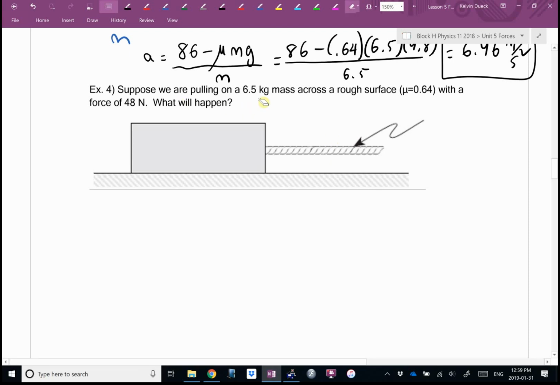Suppose we're pulling on a 6.5 kilogram mass across a rough surface with a force of 48 newtons. What will happen? This is really asking, I guess, will it accelerate or won't it? I don't know. You know what this is a good job for, Matt? If it will indulge me, I'm going to do the diagram right on here instead. Matt, what are the forces acting on this? Get the obvious one. What else?